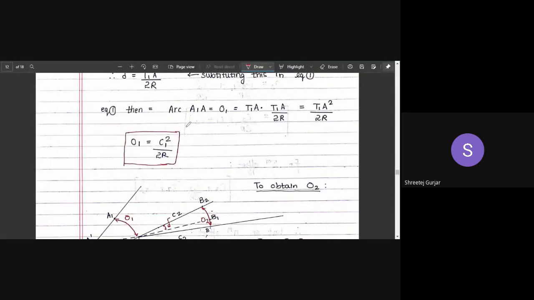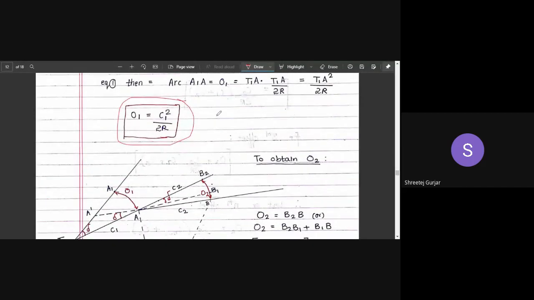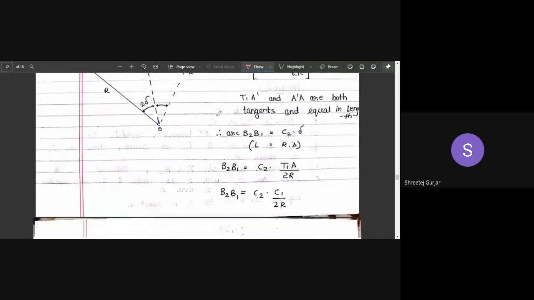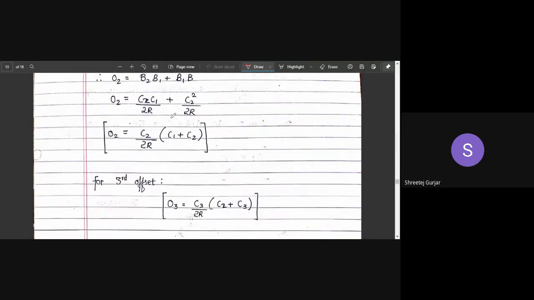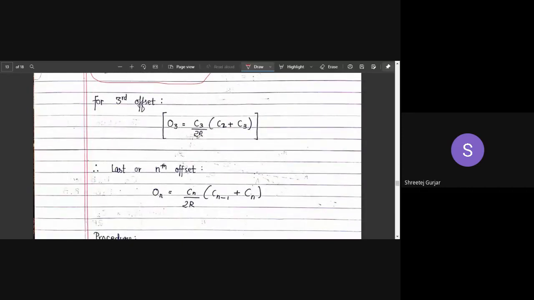For the first offset, the formula is C1 squared by 2R. Coming to the second offset, O2 is equal to C2 squared by 2R, or C2 by 2R times (C1 plus C2), with the second chord. The third offset, O3, is equal to C3 by 2R times (C2 plus C3).